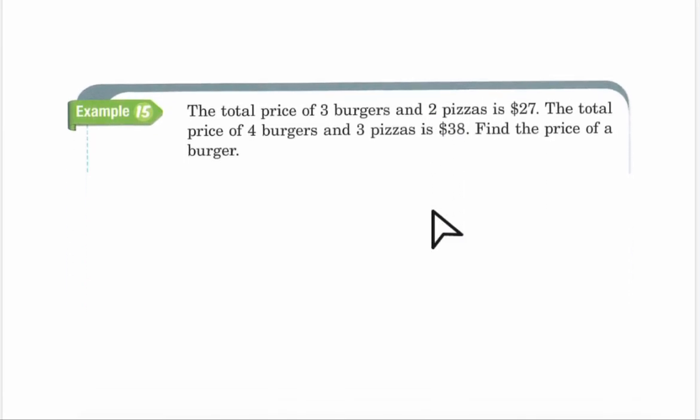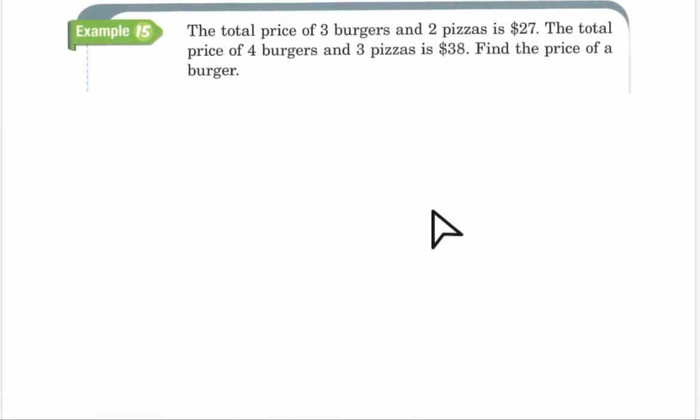Okay, so this next problem, example 15. The total price of 3 burgers and 2 pizzas is $27. The total price of 4 burgers and 3 pizzas is $38. Find the price of a burger. Go ahead and pause the video and try this on your own first.